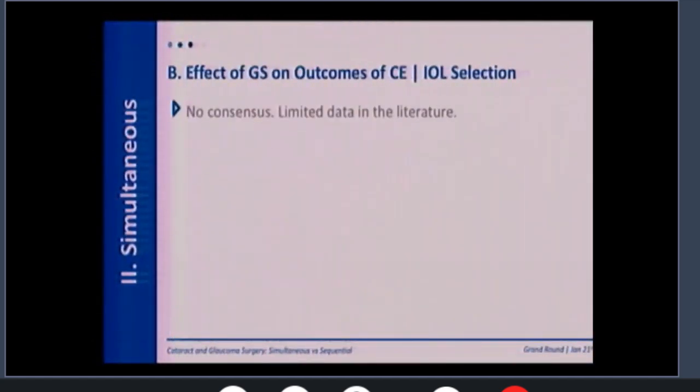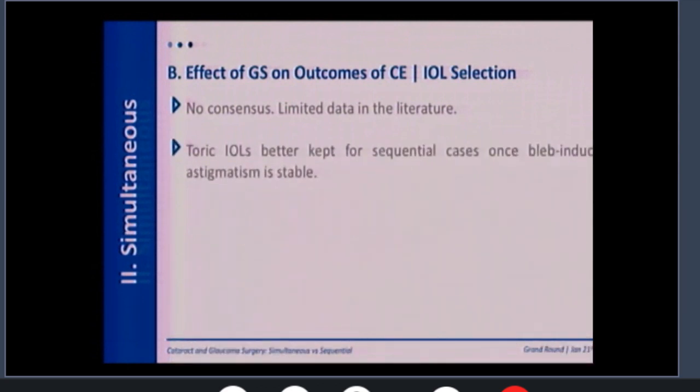So what about IOL selection? There's a lot of talk recently about toric, premium IOLs. Should those be implanted on glaucoma patients or not? So there's no clear consensus on that.